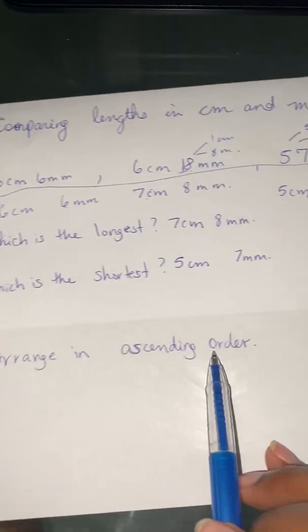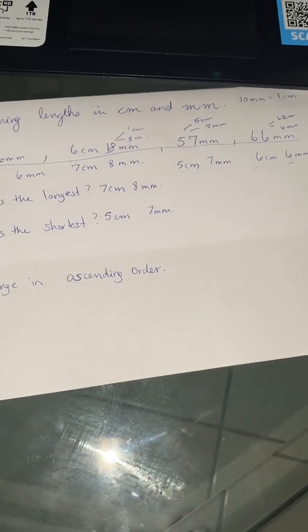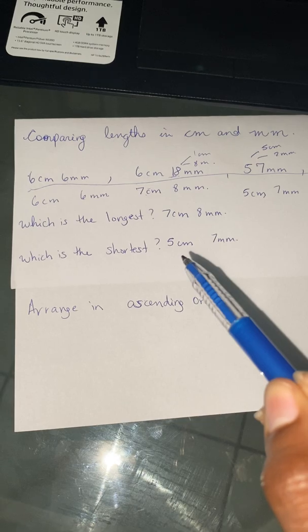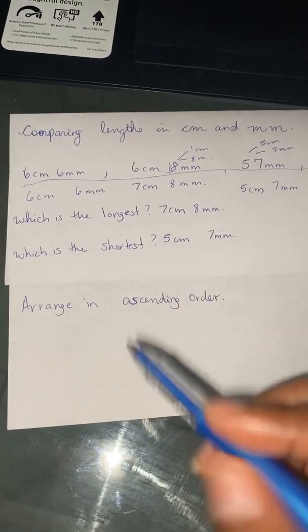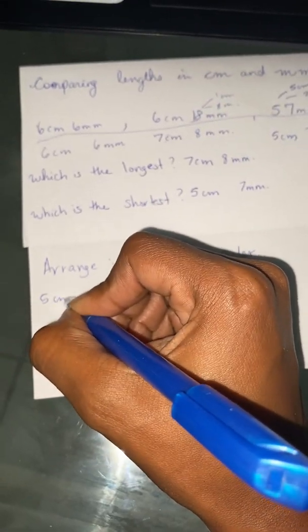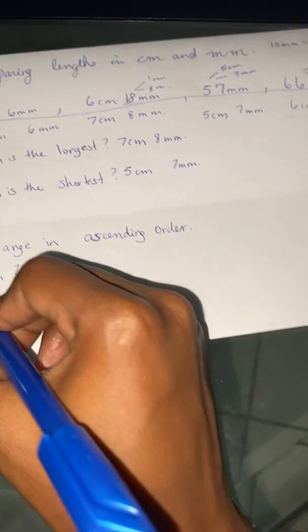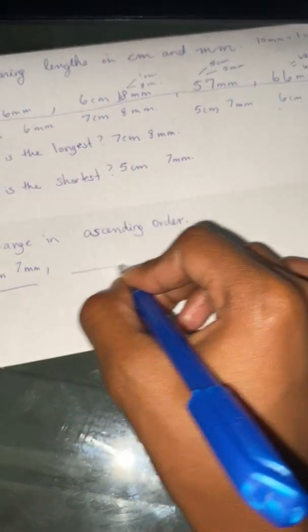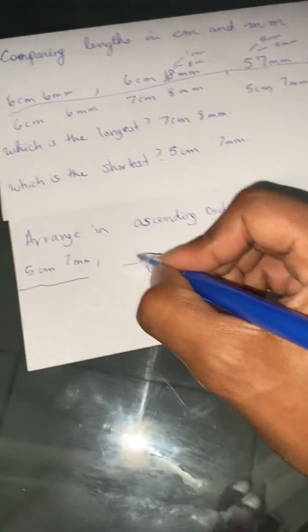Now it says arrange in ascending order. Ascending means from the smallest to the biggest. So we already know which one is the shortest, we already know which one is the longest, and we just have to fill out the in between. So we start from the shortest one, that's 5 centimeter, 7 millimeter, and then we go to the longest.